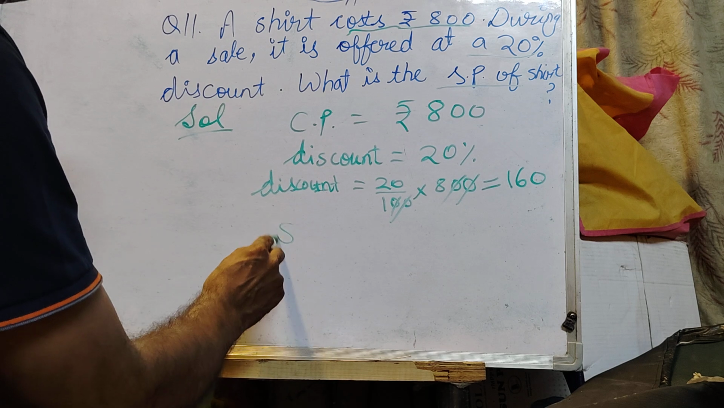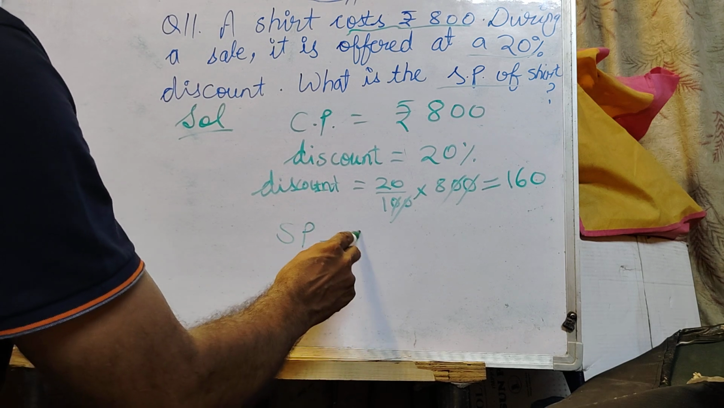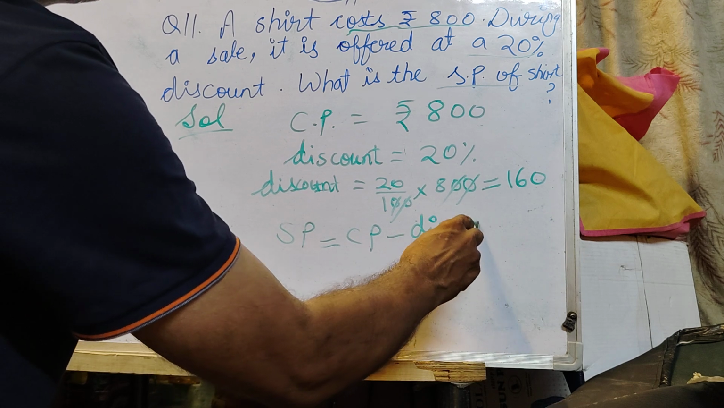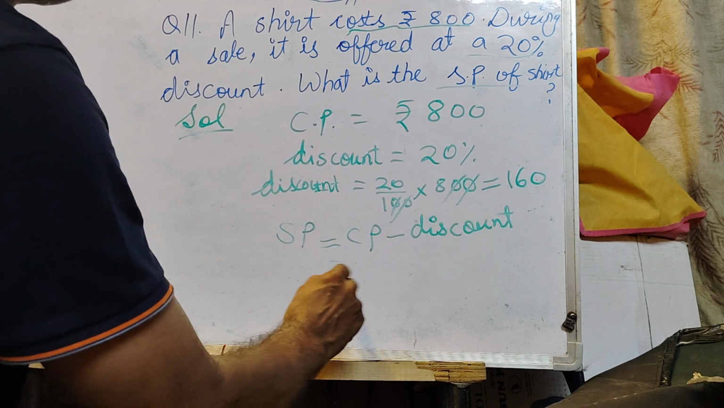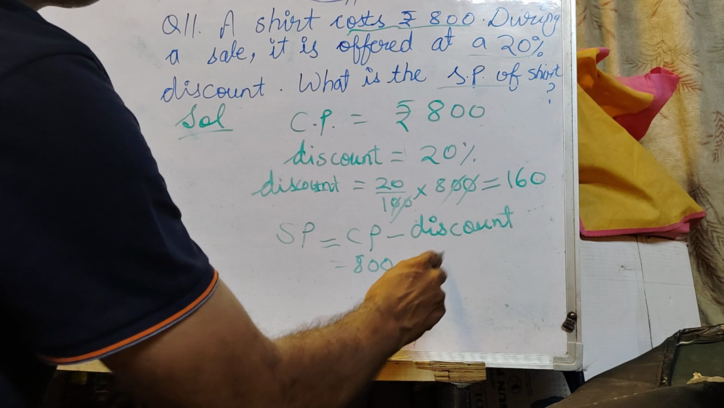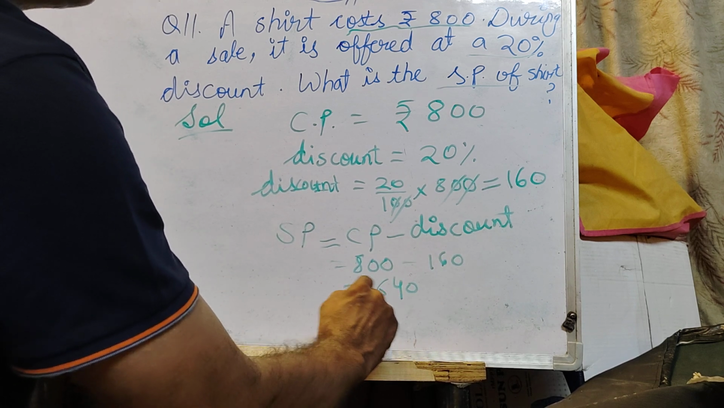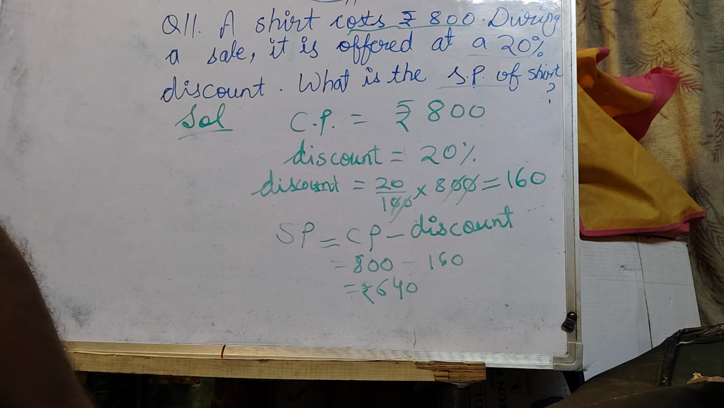What is the selling price? Selling price is nothing but cost price minus discount. So you have to subtract this 160 from 800. So you will get 800 minus 160, you will get 640 rupees. That is our selling price, that is what is asked in the question.